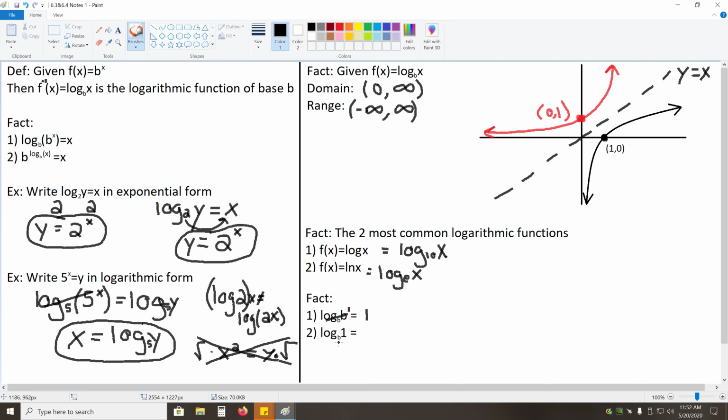Now we have log base b of 1. Take a moment, pause the video. This one's a little trickier, but see if you can figure out what this should be.